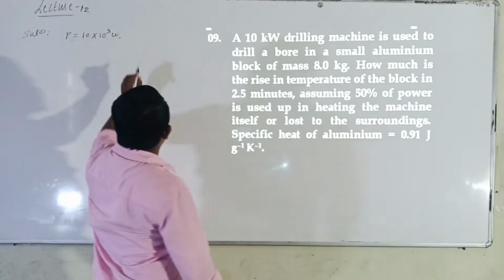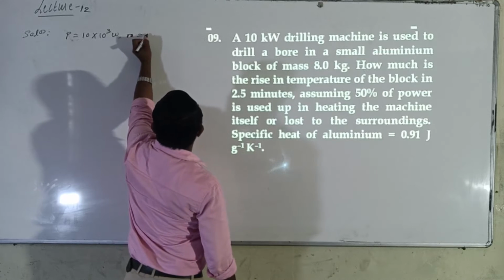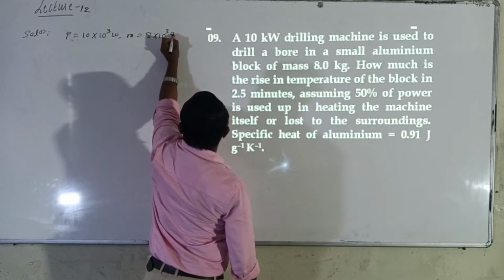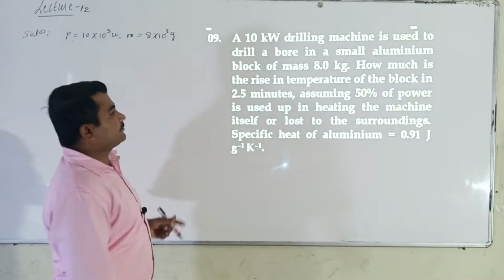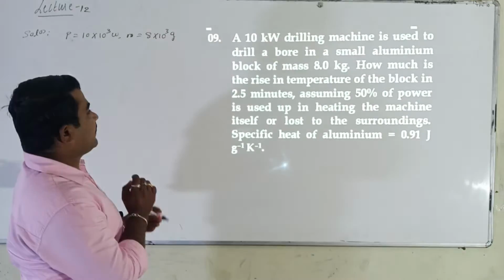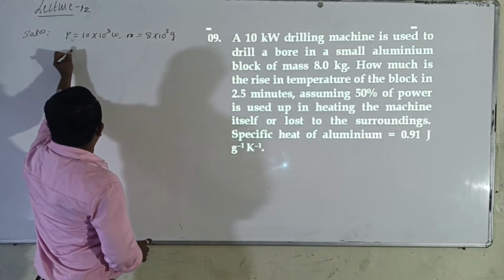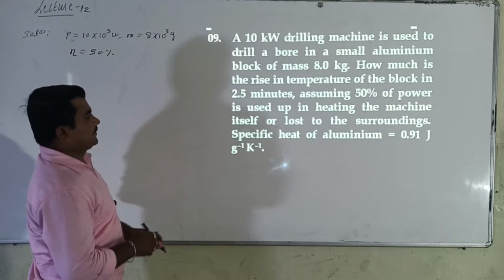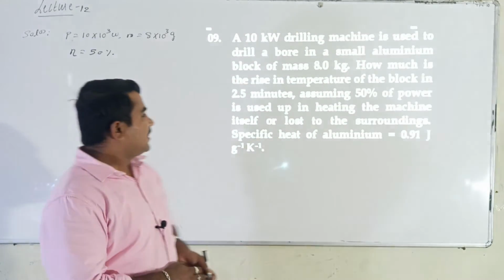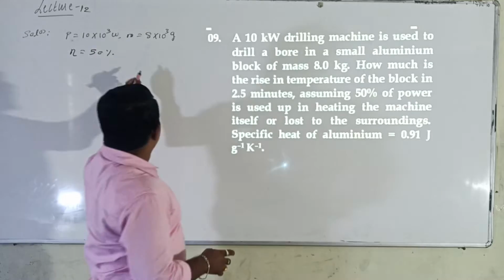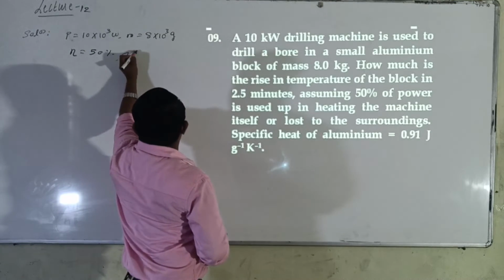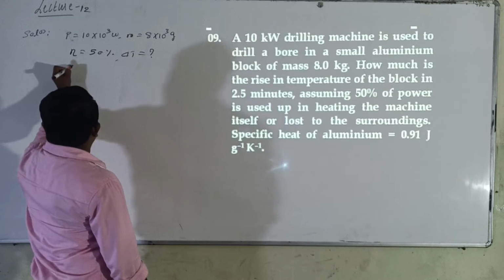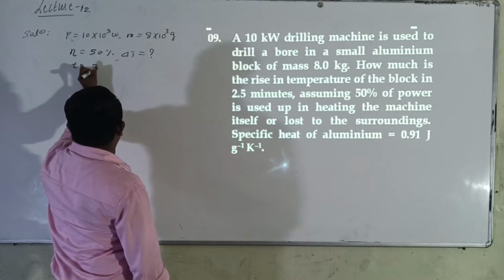Right? Mass is 8 kg. Convert this into gram: 8 into 1000, so 8 into 10 raised to 3 gram. Right? Efficiency is given. How much efficiency? 50% efficiency is given. Right or wrong? Then I need to calculate the rise in temperature in 2.5 minutes. Convert this into seconds.